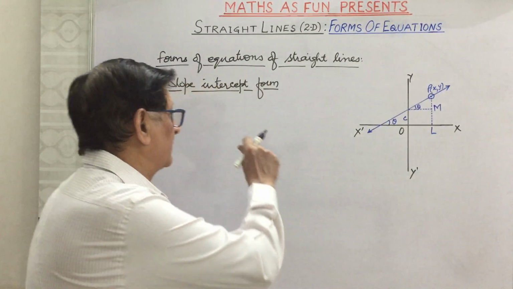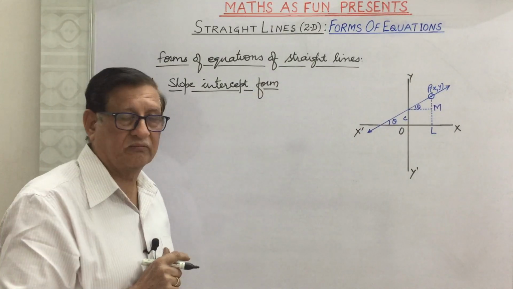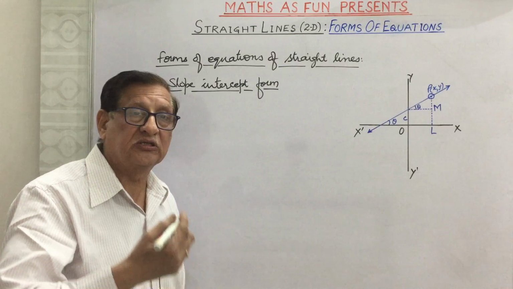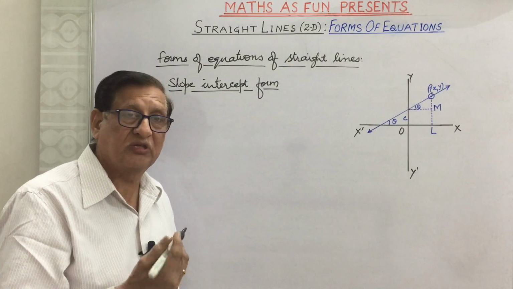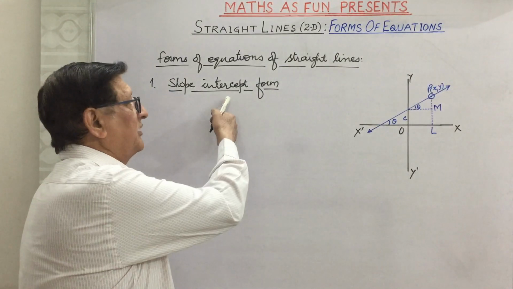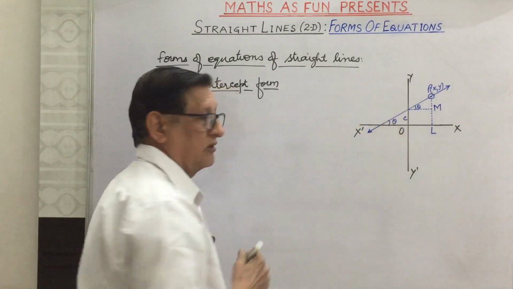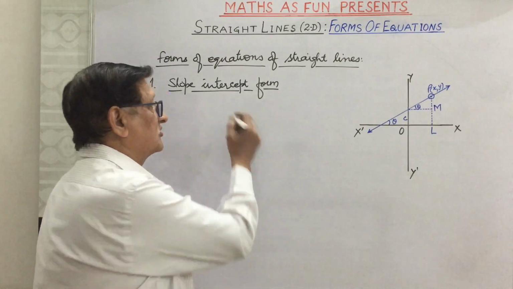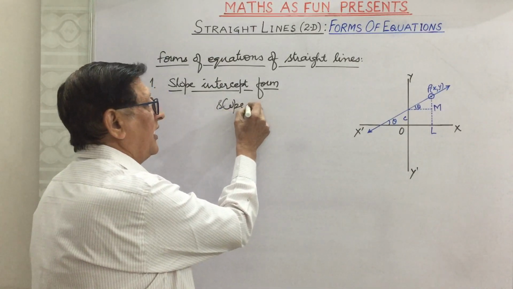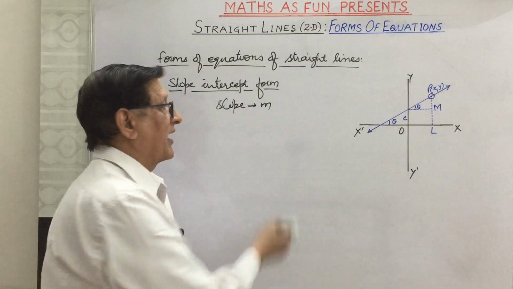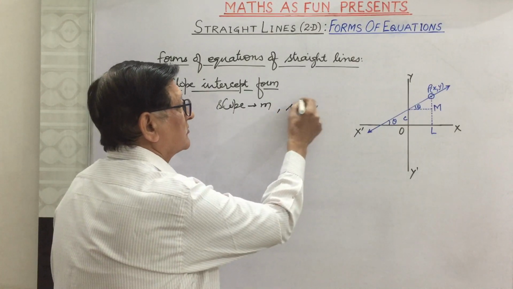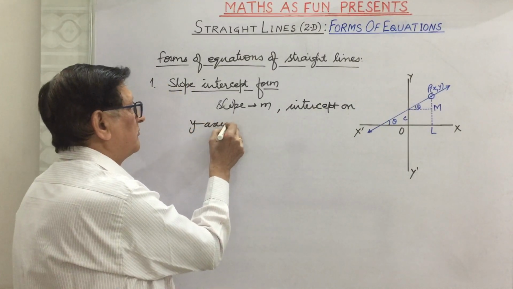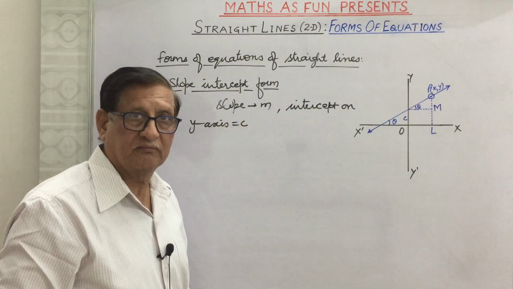The first form here is slope intercept form. Slope, we know what is the slope of a line, that is the tangent of the angle it makes with the positive direction of the x-axis. And the intercept on the y-axis is suppose c. So we are finding here the equation of a line whose slope is m, and the intercept on y-axis is equal to c.